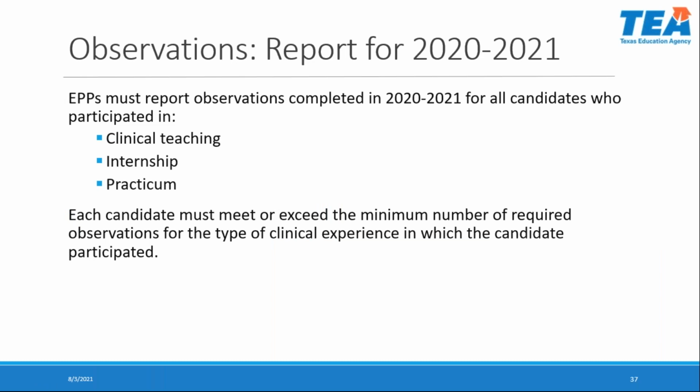EPPs must report observations completed in 2021 for all candidates who participated in clinical teaching, internship, or practicum. Each candidate must meet or exceed the minimum number of required observations for the type of clinical experience in which the candidate participated. For example, if a candidate completed an internship while holding a probationary certificate, the minimum number of observations for that candidate would be 3. But if the program actually conducted 4 formal observations, then the EPP would report all 4 observations in ASEP.